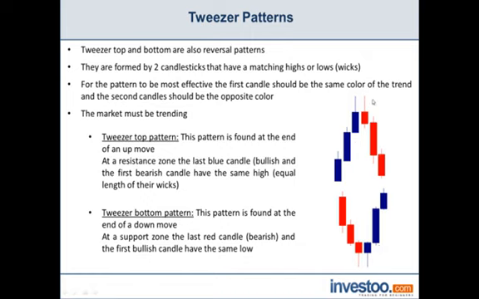So when you see a tweezer top pattern at a resistance zone at the end of an up move, of course, you can go short on the asset that you are monitoring. And when you see a tweezer bottom pattern at the end of a down move at an area of support, you can go long on whatever instrument you are analyzing.